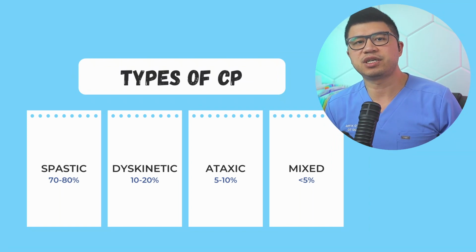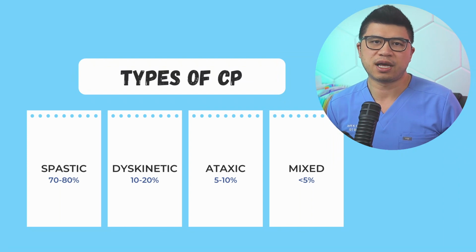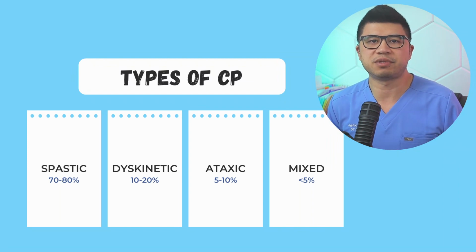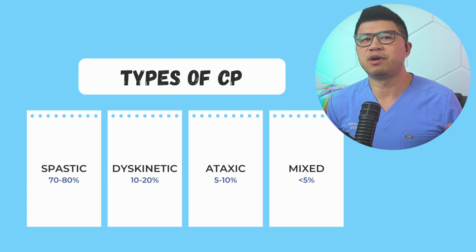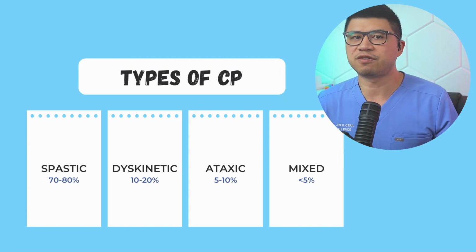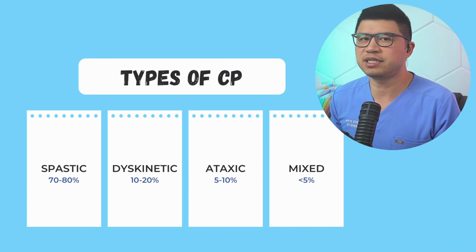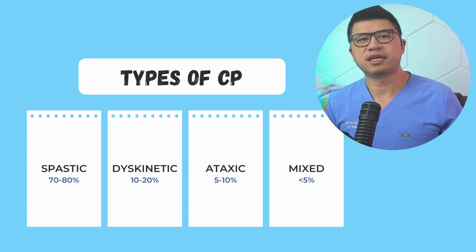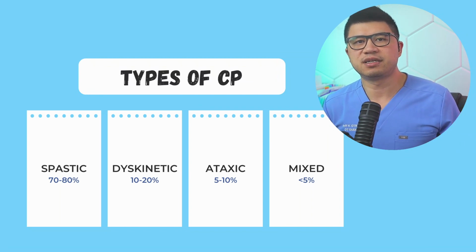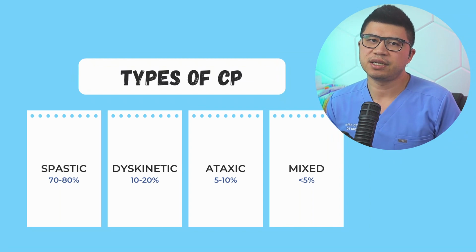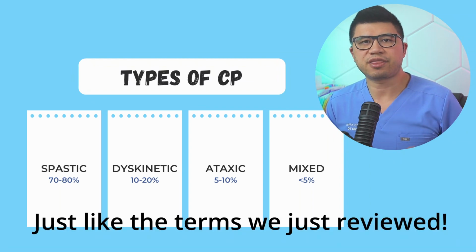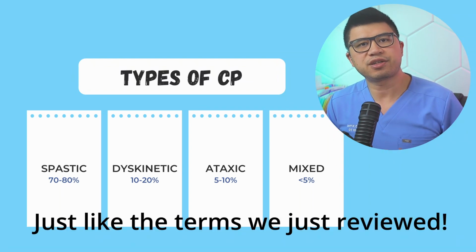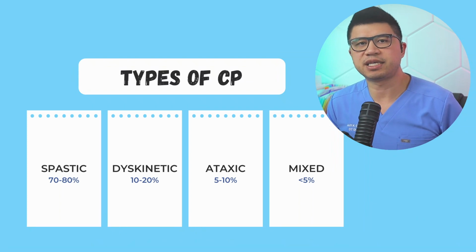Spastic CP usually describes the types: hemi, quad, and diplegia. With spastic diplegia, for example, what do you think is more affected, the arms or the legs? The answer is that the legs are mainly affected. With dyskinetic CP, some examples include athetoid, choreoathetoid, and dystonic CP.